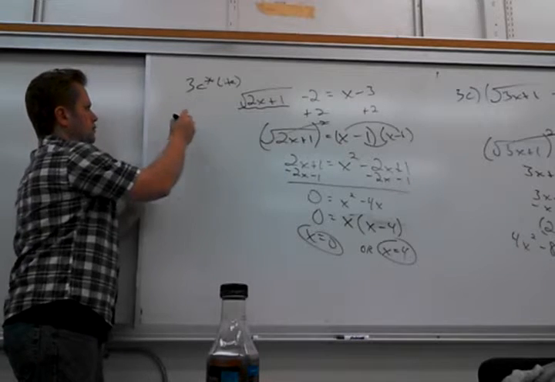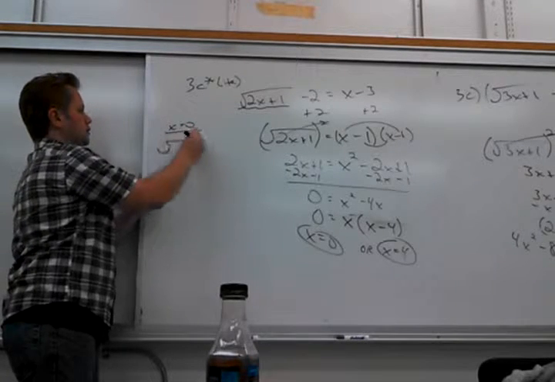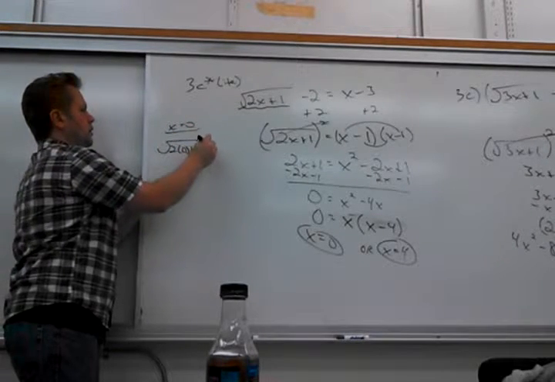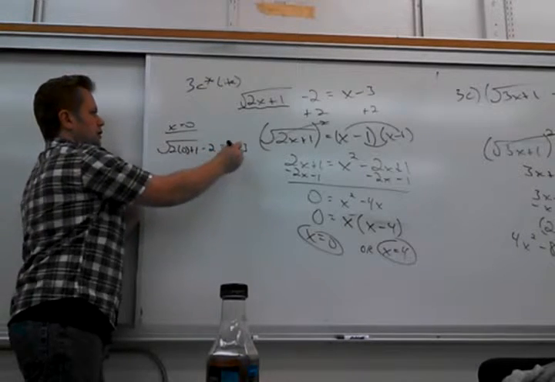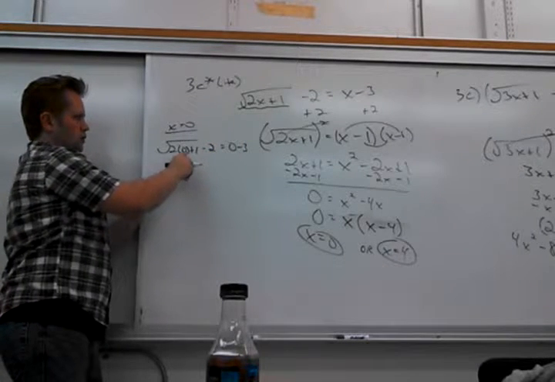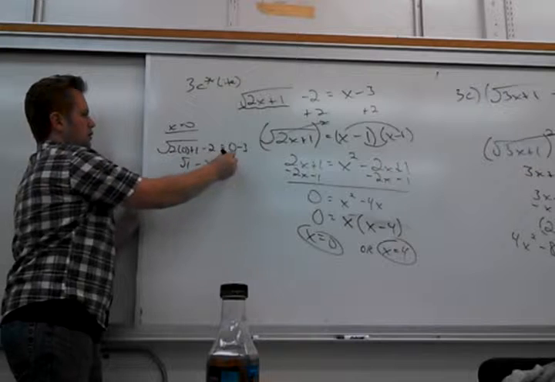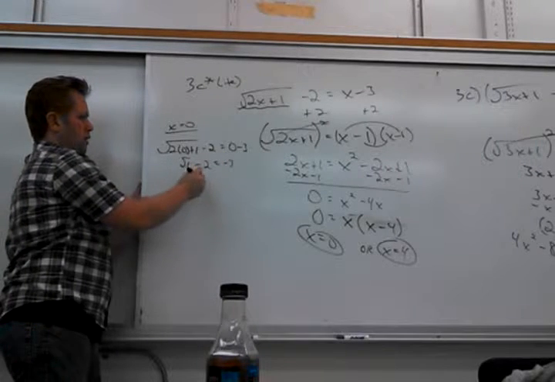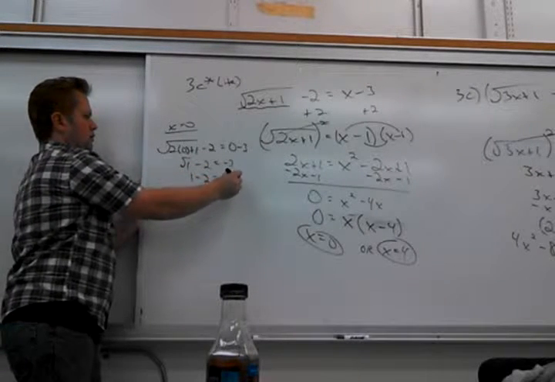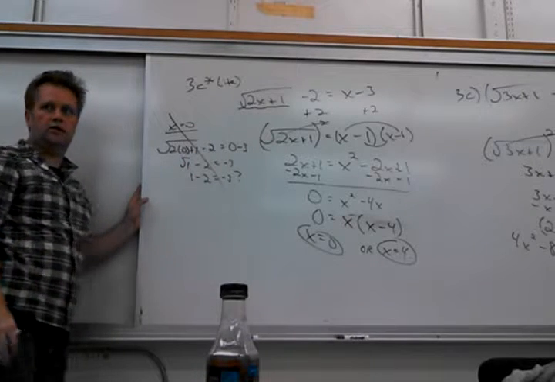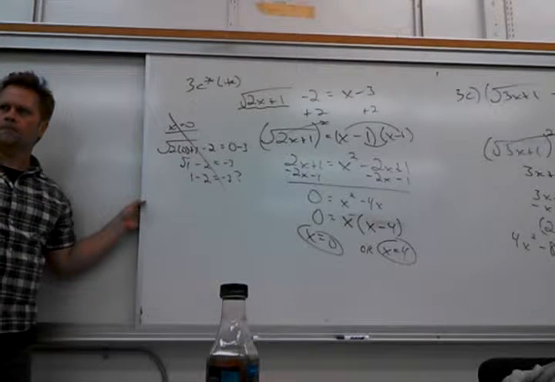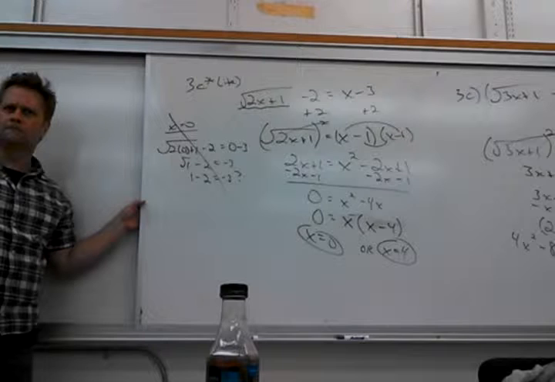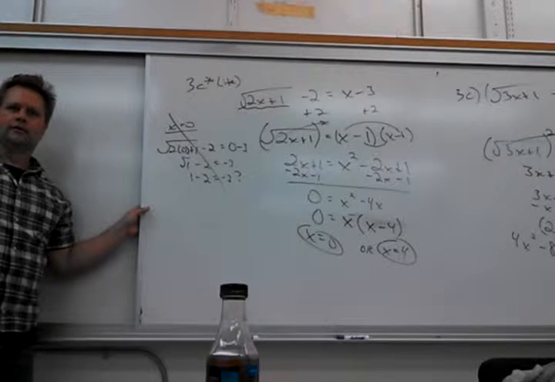So if we try 0, what do we get? We get square root of twice 0 plus 1, minus 2, equals 0 minus 3. Is that true? Square root of 1 minus 2, is that negative 3? 1 minus 2 is negative 1, right? No. I like that reaction.